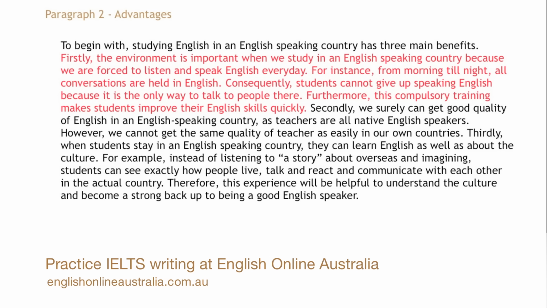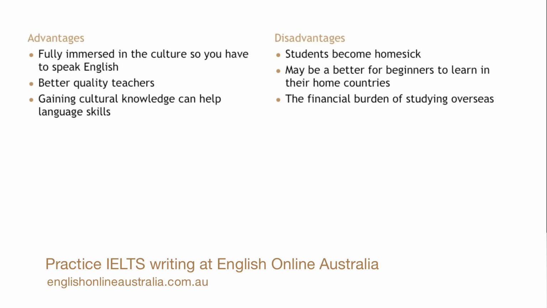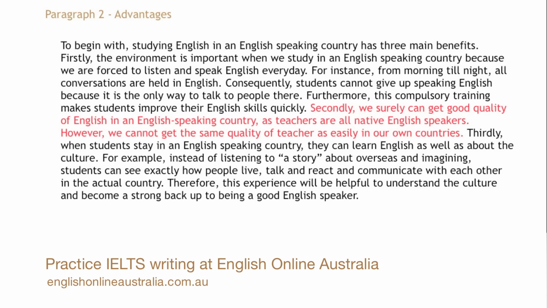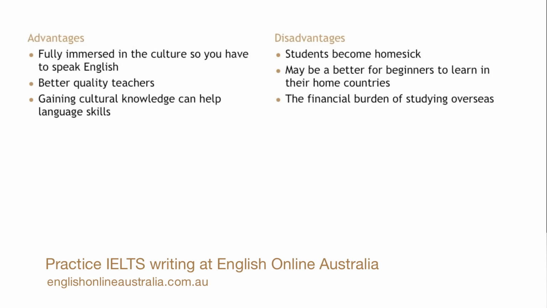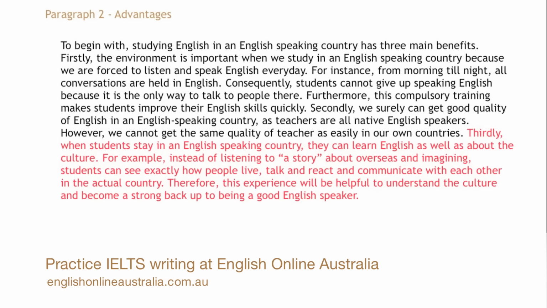And we're going to do that for each idea in our list. So going back to our list here, for better quality teachers, again, we link it in. So using good linking like secondly, and then we also have a contrast with however. So however, we cannot get the same quality of teacher as easily in our own country. So again, we're using a good range of complex sentences. And finally, for the last point, gaining cultural knowledge can help language skills.